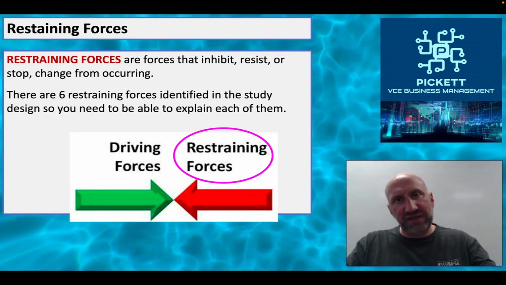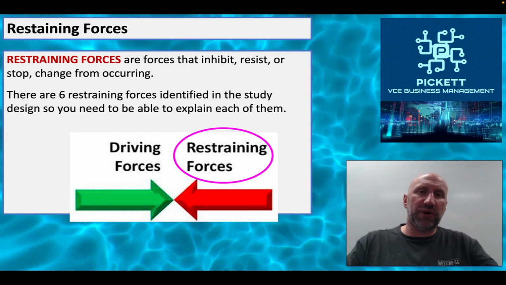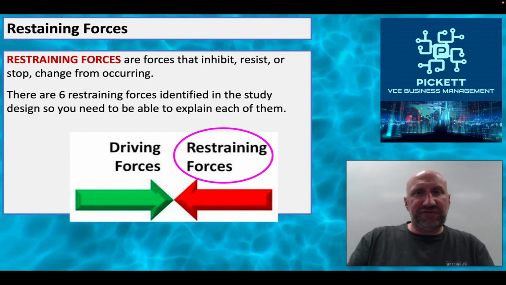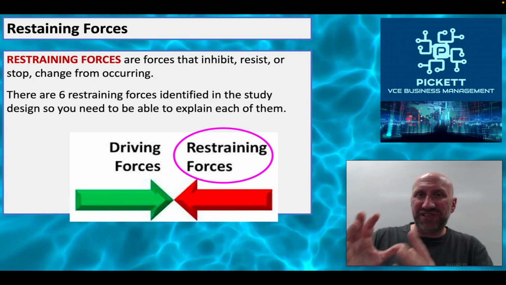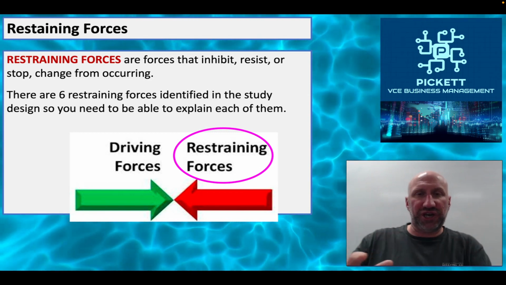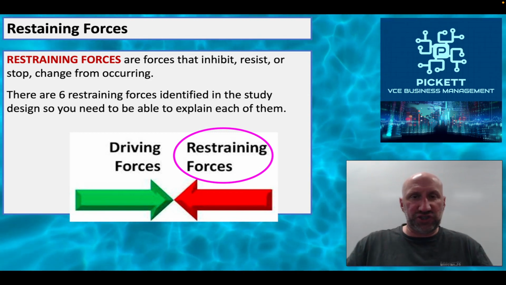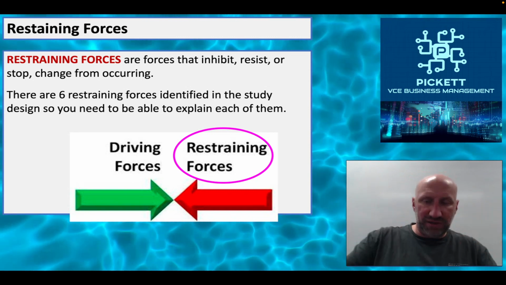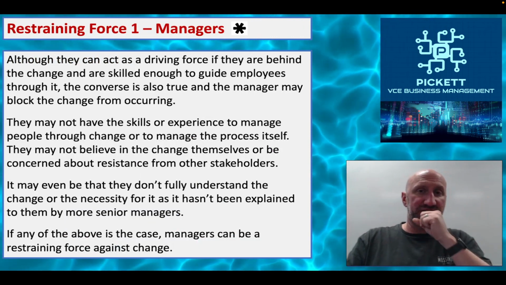Now, restraining forces. Okay, there's only 6 of these rather than 11, so we'll get through it a little bit quicker. But these are the forces that inhibit, resist, or stop change from occurring. That's your definition. 6 of them. Let's go through the same process.